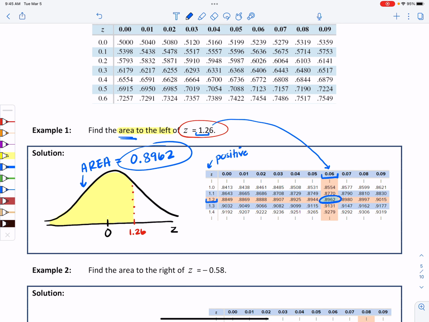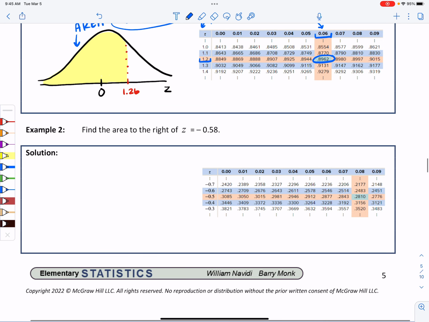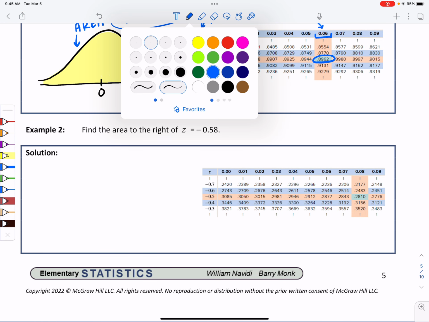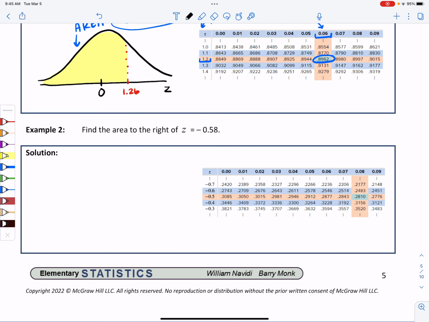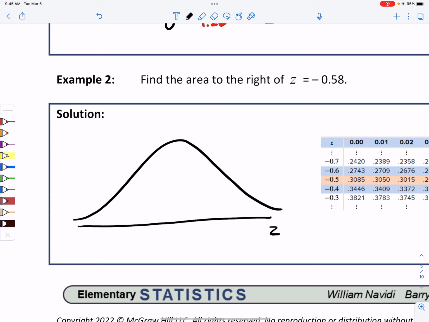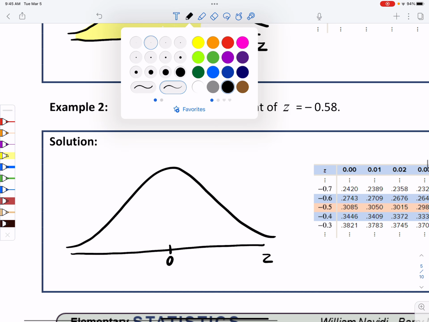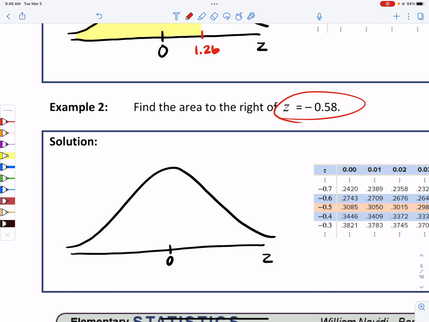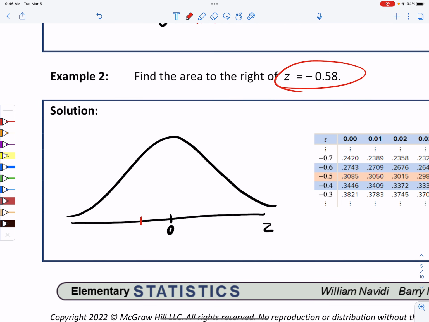All right, now, if I need the area to the right, I can still use this table, but I'm going to have one extra step because we have to remember that our table only looks at the area to the left. So again, in this case, if I sketched it out, or just to know what it would look like if it were given as a graph, I want to look at a negative z-score this time. So negative, I'm going to be down here below 0. And again, I'm just approximating where the value falls.